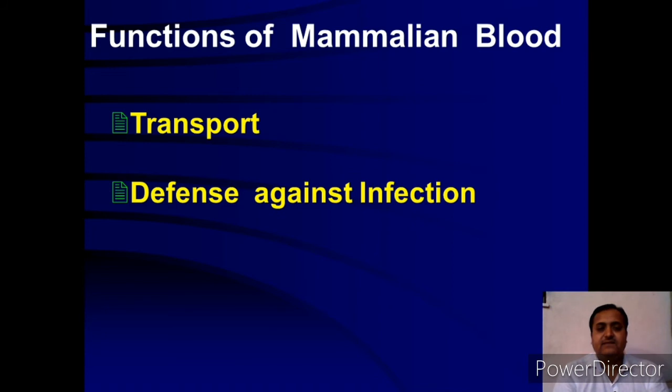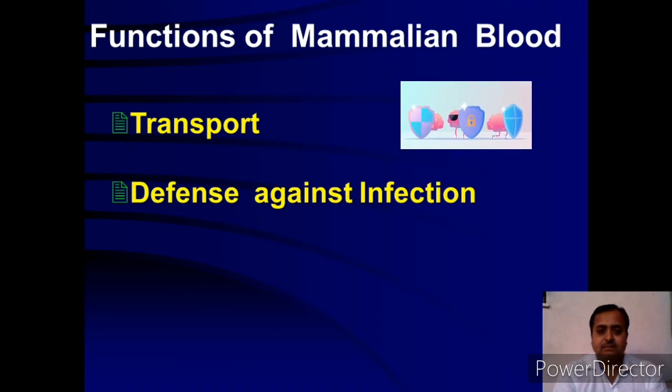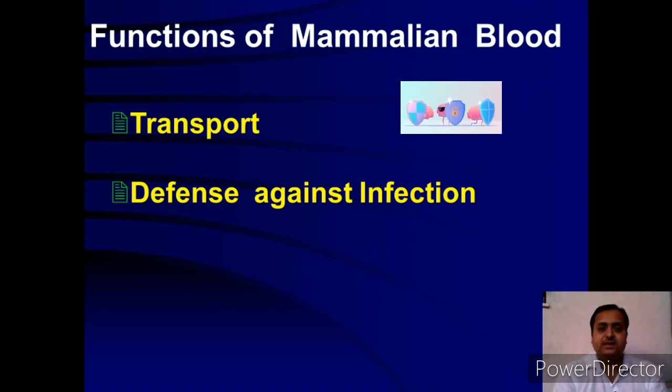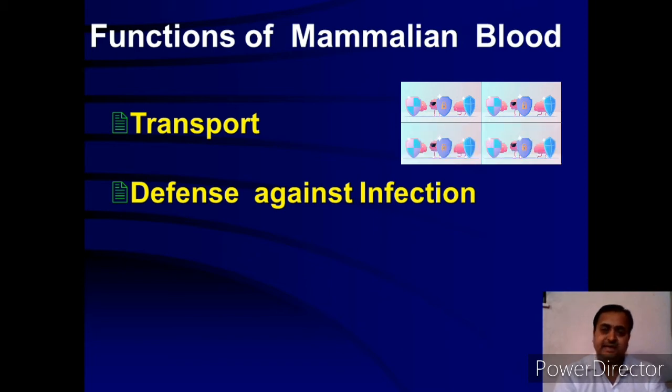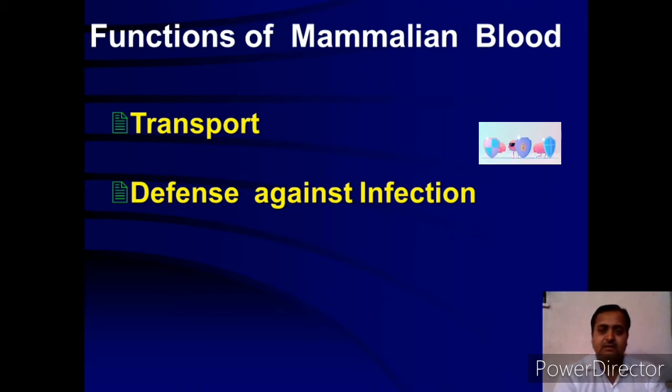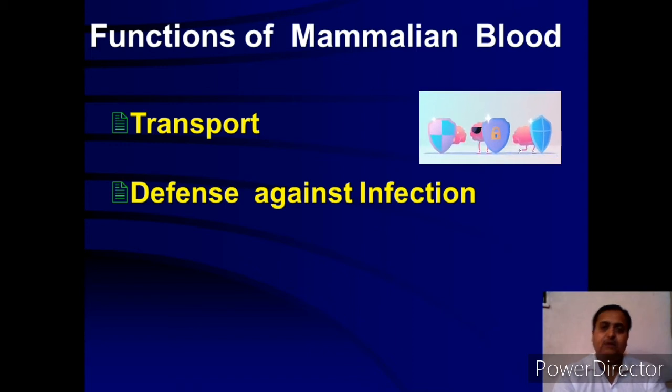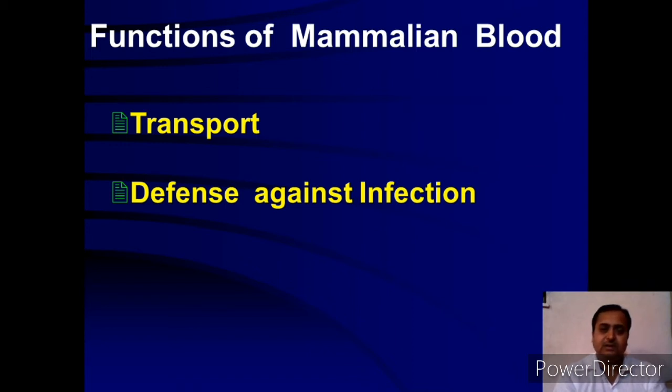The second function is defense against infection. Blood gives us a defense against all kinds of infections. This function is performed by the cells in the blood that are WBCs. These white blood cells have a special property, that of phagocytosis. They kill the pathogens that enter the blood. Also, macrophages and monocytes in the blood, which are types of WBCs, kill and finish all the pathogens entering the body.